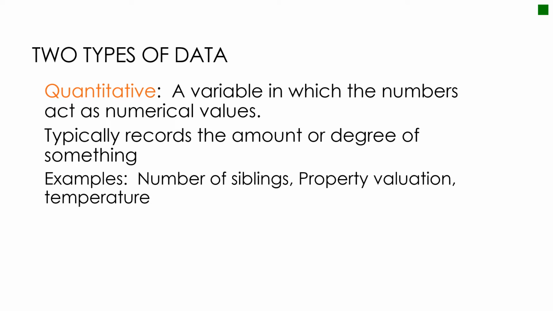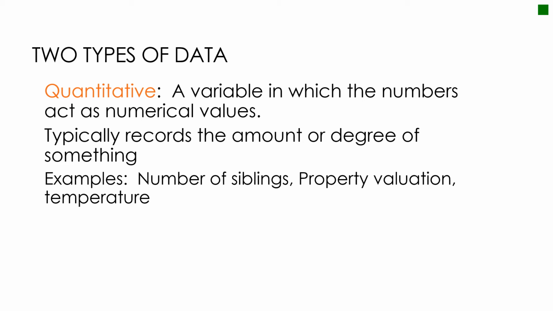The other type of data is quantitative data. Quantitative data is a variable in which the numbers act as numbers, essentially. So we're recording the amount or degree of something. If I asked you your age, your number of siblings, the property valuation of your home, the temperature, etc. All of these are numbers that act as numbers. This might bring up the question, what do you mean numbers that act as numbers? When do they not act as numbers?